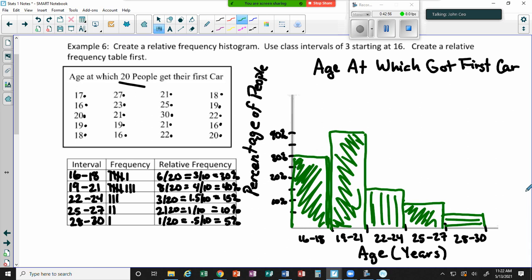So, you have to make sure you read. Do they want a histogram or do they want a relative frequency histogram? A histogram is just the number of data entries, like the last one. A relative frequency histogram means you have to turn them into percentages. Okay?